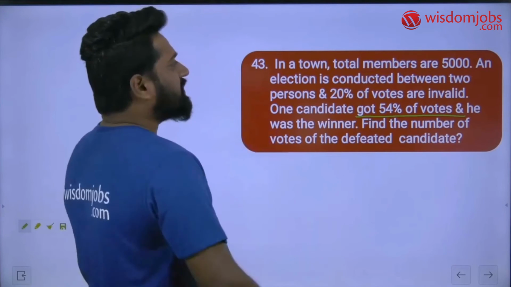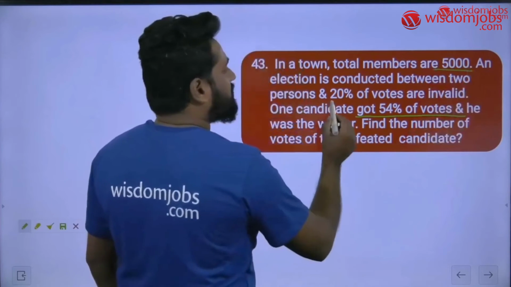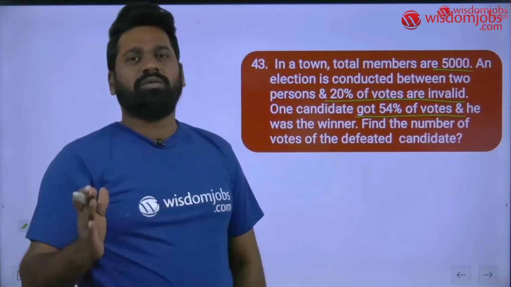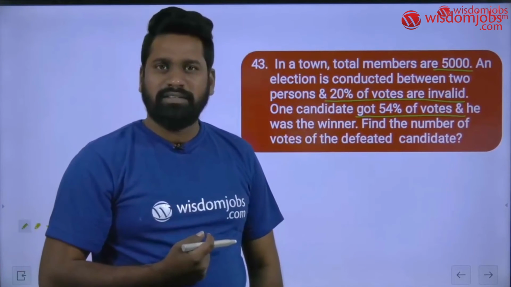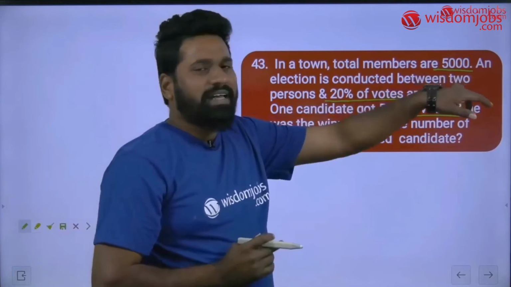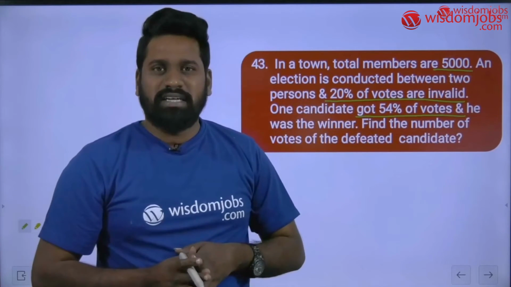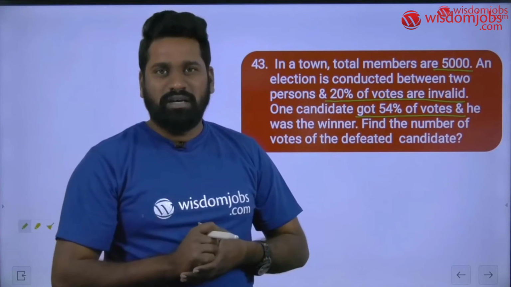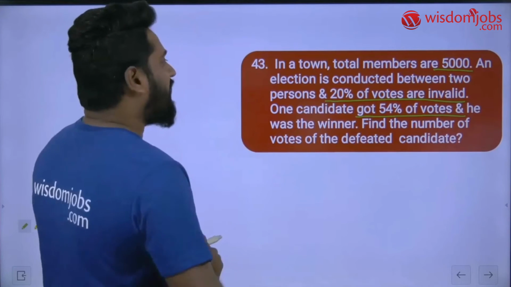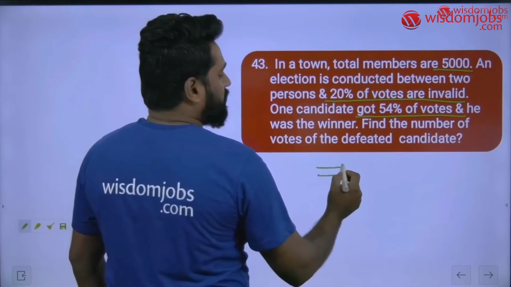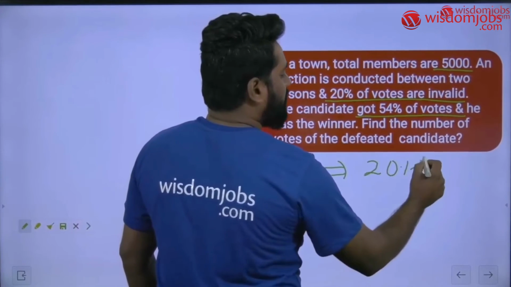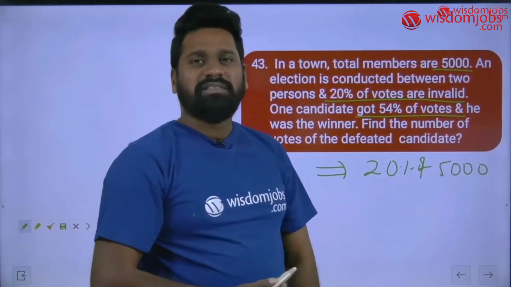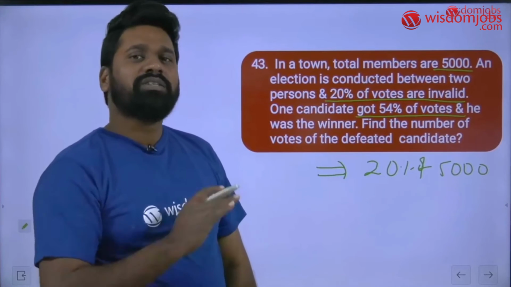Right? So out of 5,000, it is clearly mentioned that 20% of the votes are invalid. That means there is no need to take those votes while counting. Is it clear? Only 80% of this 5,000 we have to take into consideration, because 20% are invalid. Those are not counted. So first I am finding 20% of 5,000. Already you know that 10% is 500, then 20% becomes 1,000. So 1,000 votes are invalid.